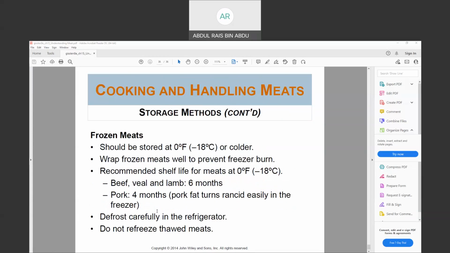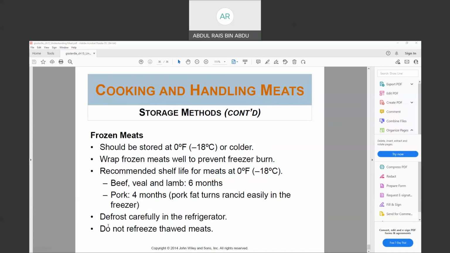As for frozen meat, this is the acceptable range. Actually you store it at a temperature below -18. Wrap frozen meat well to prevent freezer burn is recommended. Shelf life for meat is as follows. For beef it is 6 months. For pork, for those who can eat pork, 4 months.